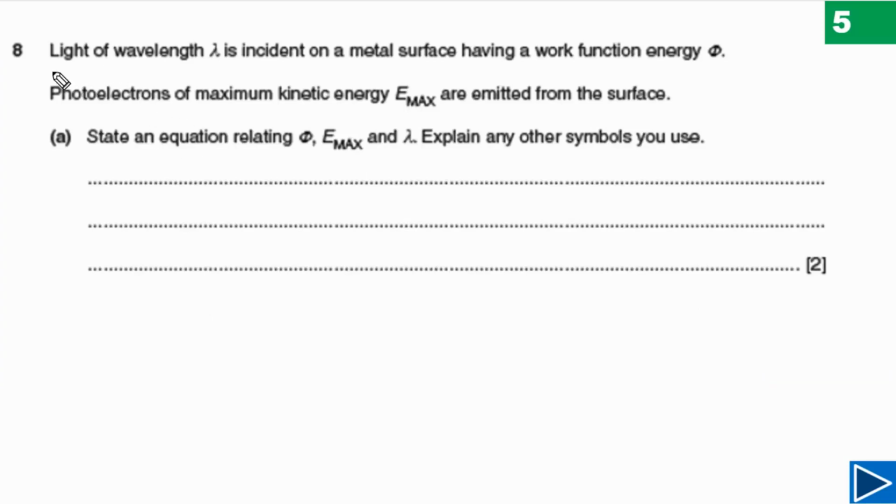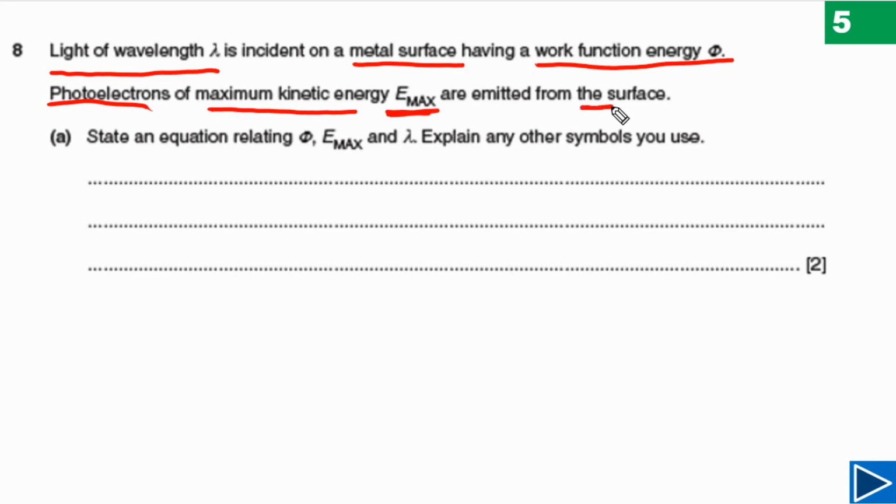For this question, it is given to us that light of wavelength lambda is incident on a metal surface and the work function of the metal surface is given, that is equal to phi. And photoelectrons of maximum kinetic energy, here E max is used for maximum kinetic energy, are emitted from the surface, so we just need to focus on photoelectrons emitted from the surface.